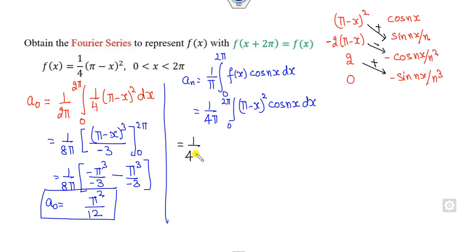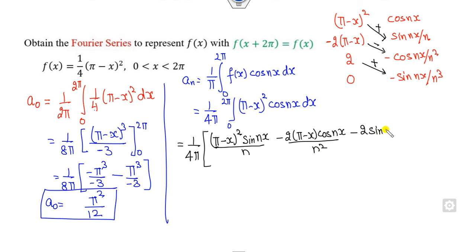So it will be 1 over 4 pi of this. First one is pi minus x whole square sin nx over n, minus minus plus and of negative, so minus 2 times pi minus x cos nx over n square, and plus minus minus 2 sin nx over n cube, from 0 to 2 pi. So if I substitute this limit, first limit is 2 pi, but sine of 2 n pi is my 0.